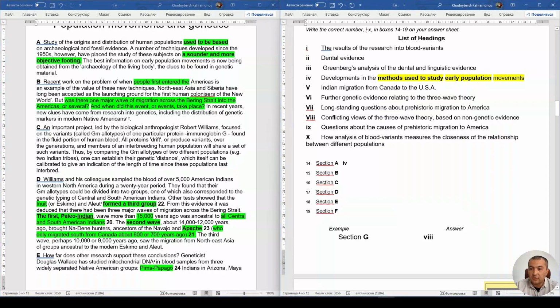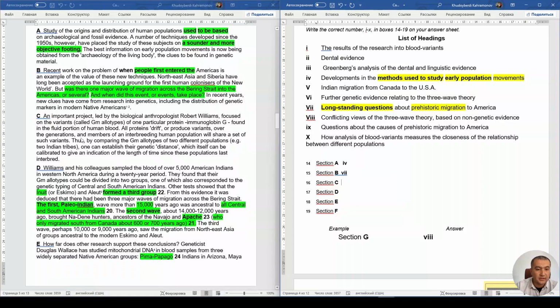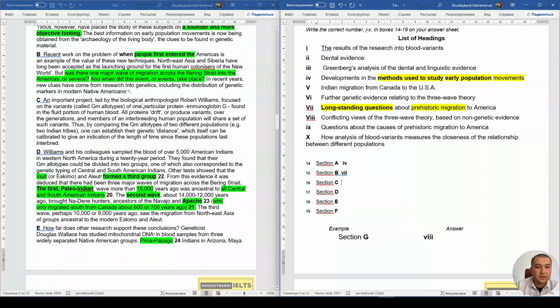If you pay attention here, long-standing questions, prehistoric migration. Prehistoric migration can be a direct synonym to people first entered the Americas, right? And that's why the answer should be 7.